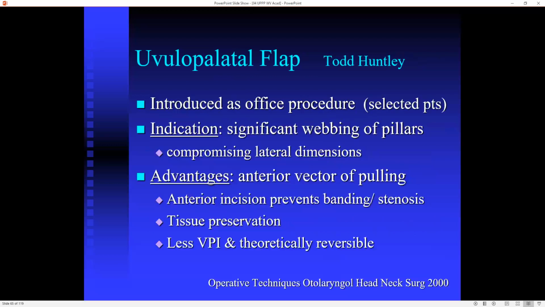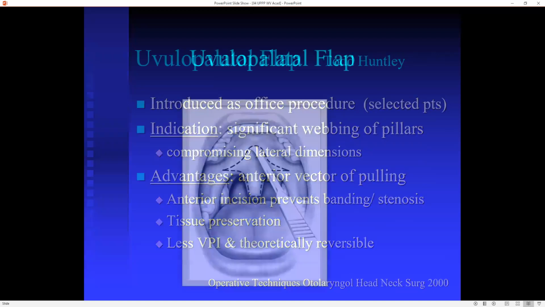So Todd Huntley introduced this as an office procedure, and the indication was if there was significant webbing of the pillars, basically embedding some of the uvula in the pillar. And the advantage was there was an anterior vector of pulling. It actually pulled things forward, and it prevented stenosis and banding, and you preserve tissue for the most part. And again, less VPI and theoretically reversible.